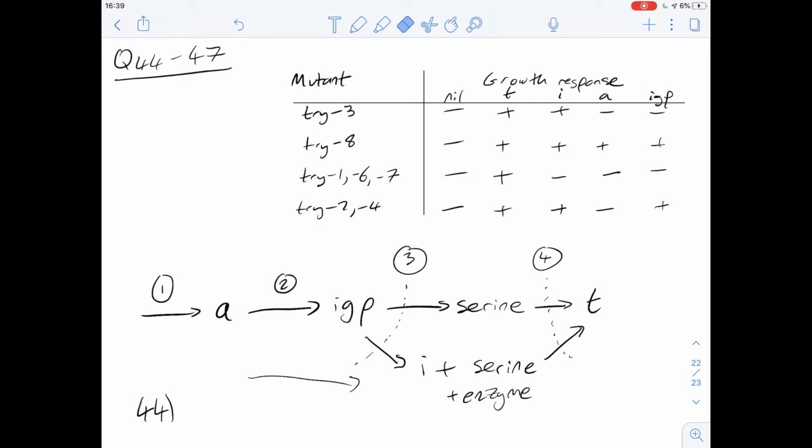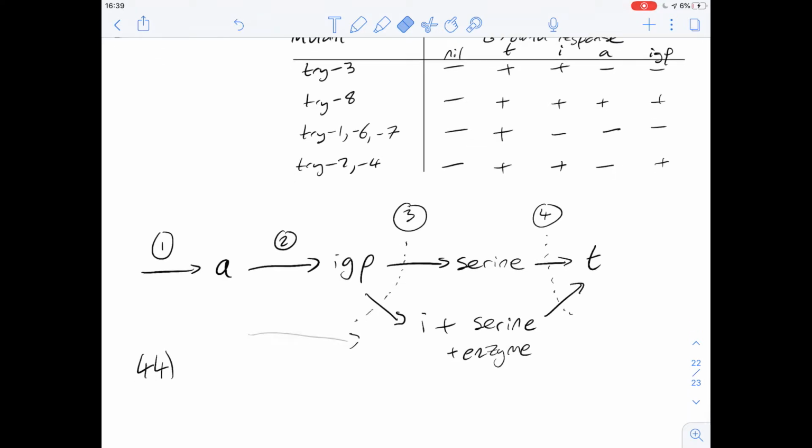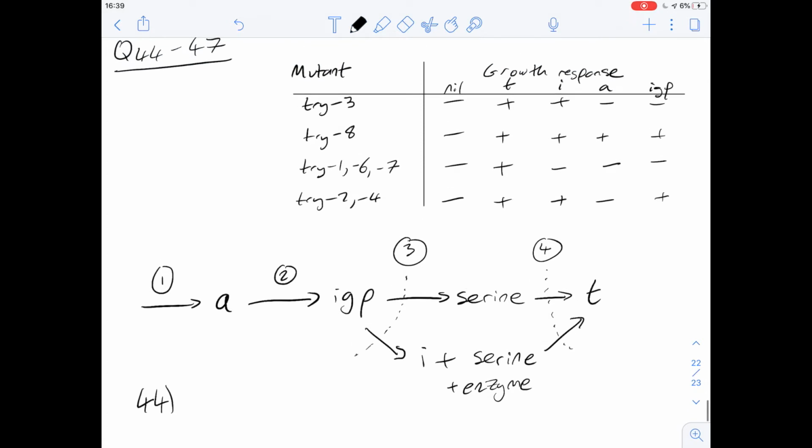Okay, so question 44 says, according to table 1 and figure 1, indole would most likely build up in what cells? So the way I think of this sort of question is if there's a negative growth response for a particular mutant for a particular growth medium, that implies that the issue with the metabolism for that particular mutant has to occur after that point in the metabolism.